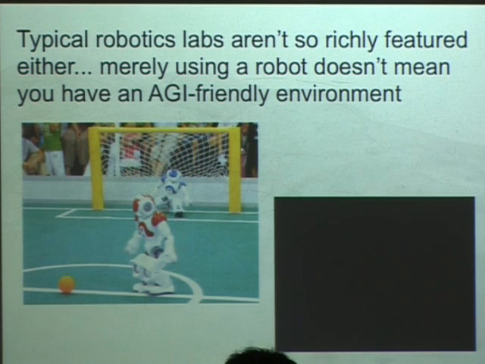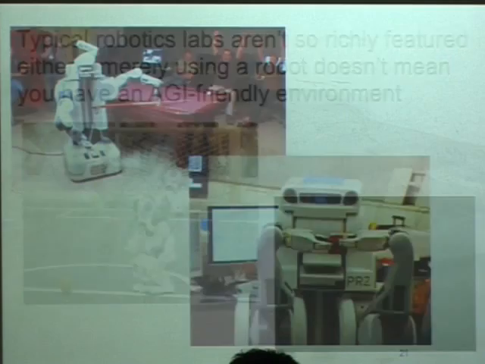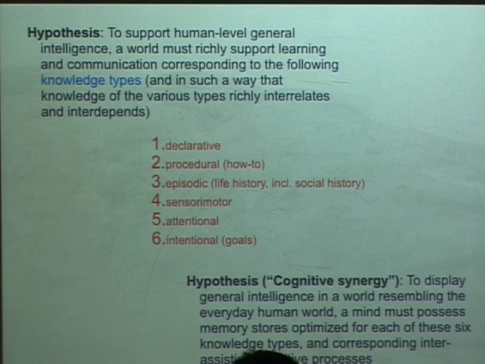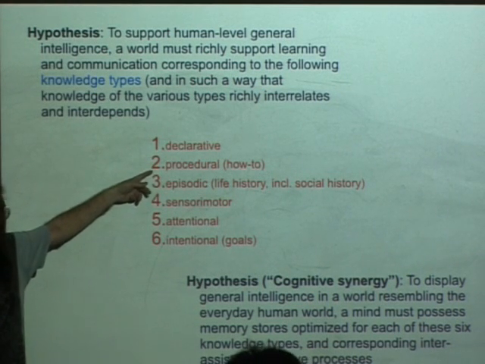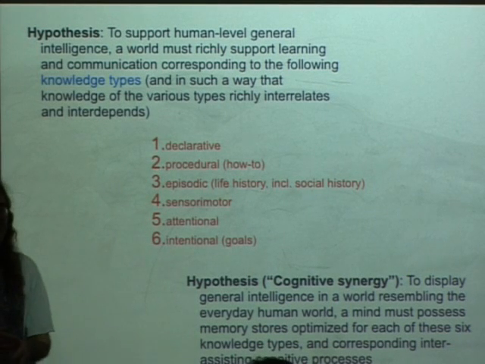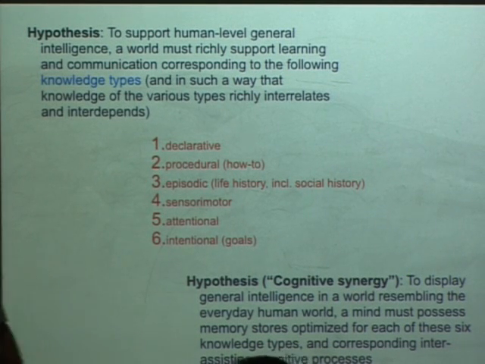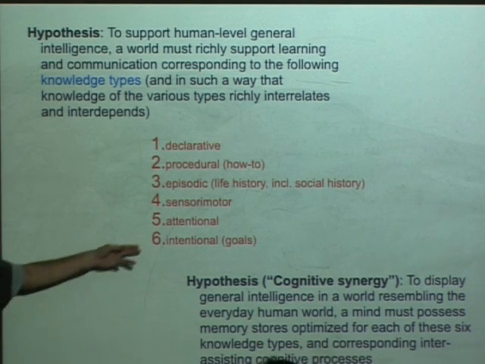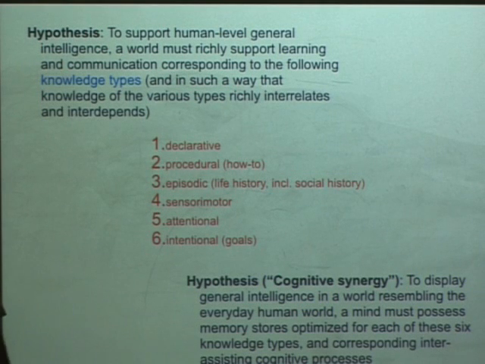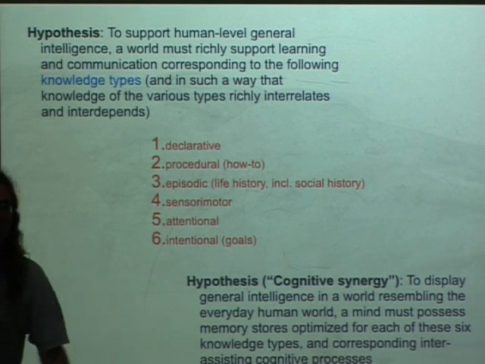Yeah, so merely using a robot doesn't really do it. If you're going to use robots, that's great, but you want to be putting the robots in a complex environment that has richness of detail visually and richness of motoric affordances. So one hypothesis I have is that these different kinds of knowledge, like declarative knowledge of facts and beliefs, procedural knowledge of how to do things, episodic knowledge of different agents' life history, sensory motor knowledge of what you see and what you can do, knowledge about what's important in what context and what goals other agents are trying to achieve.